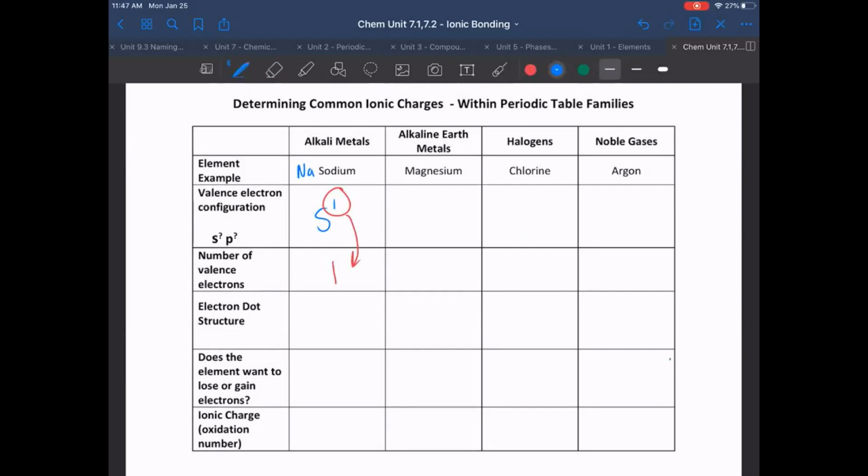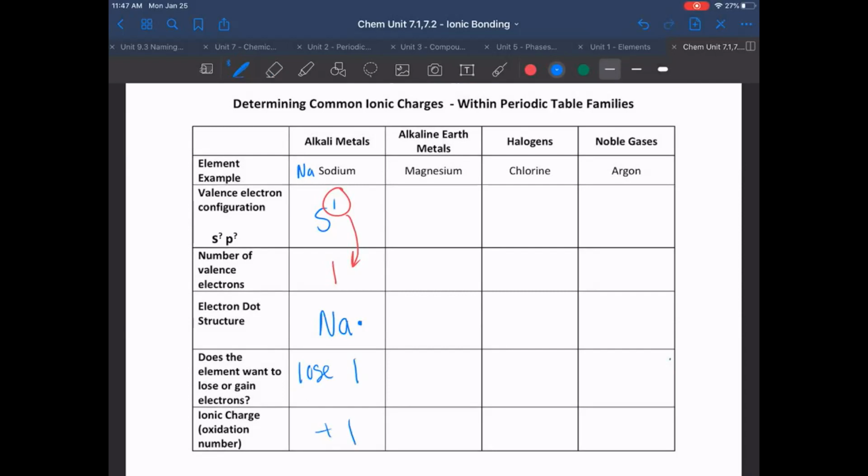The electron dot structure for sodium is just going to be Na with 1 dot, because that's how many valence electrons it has. Now, do we think the element's going to want to gain or lose electrons? Lose. So think of it, if it's easier to get rid of all the dots, we're going to do that. What charge will it be then? +1. If we're losing a negatively charged electron, it becomes positive.